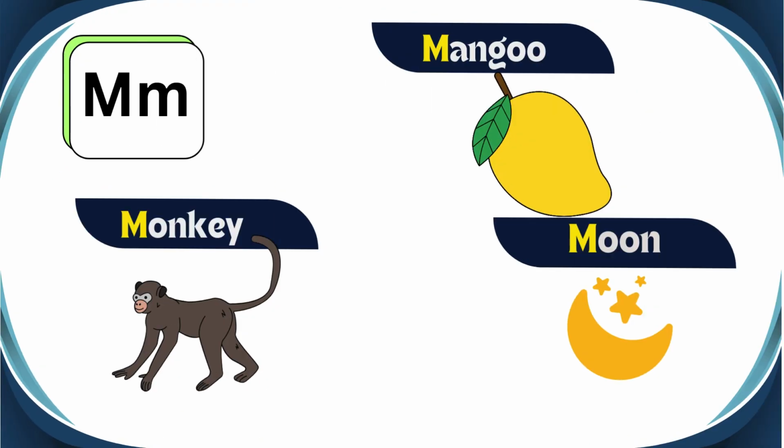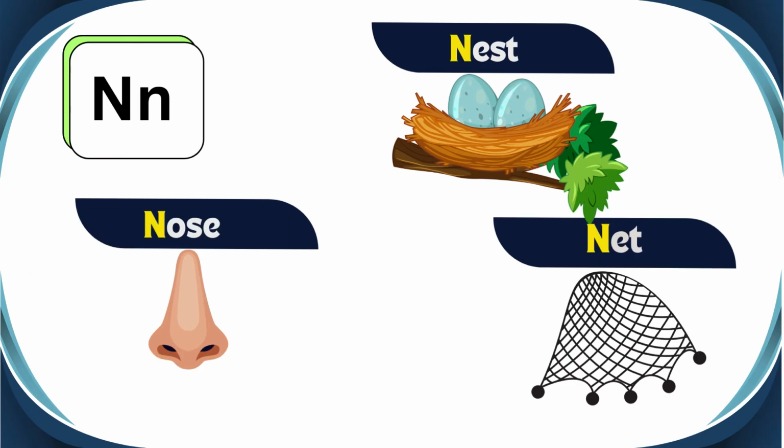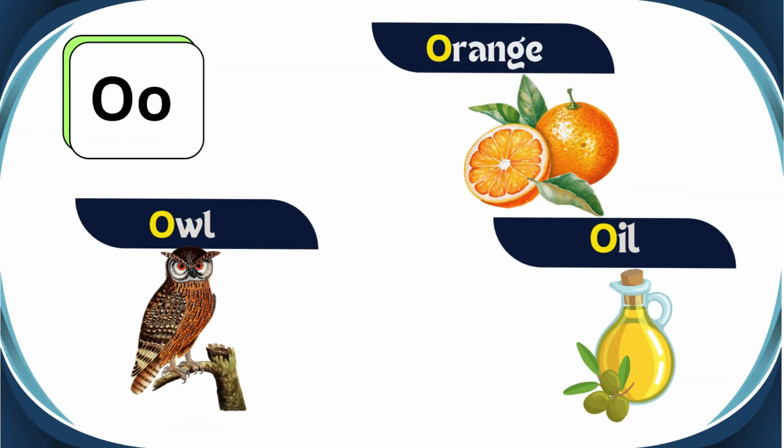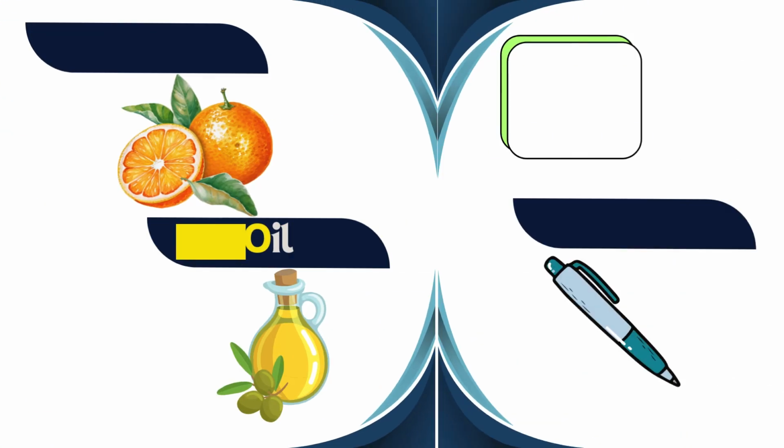M for mango, M for monkey, M for moon. N for nest, N for nose, N for net. O for orange, O for owl, O for oil.